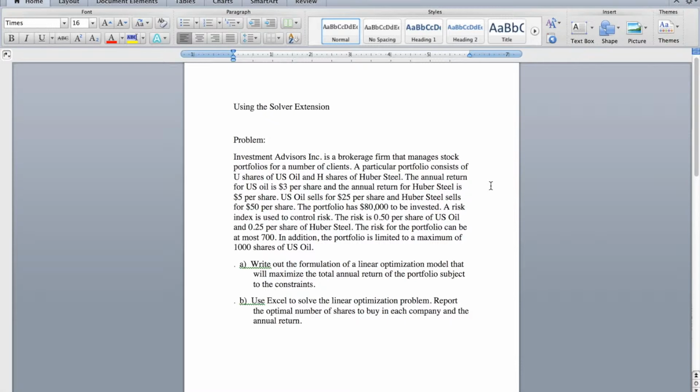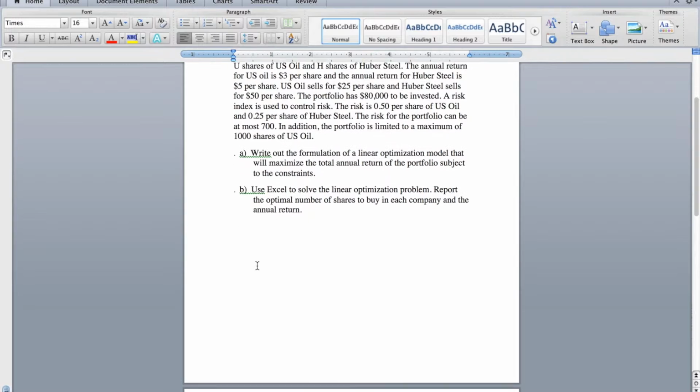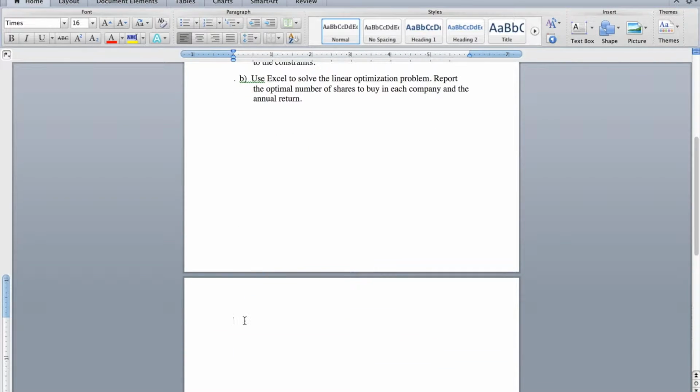Oil. So what we are going to do first is write out the formulation of a linear optimization model that will maximize the total annual return of the portfolio subject to the constraints. First, we're going to label what represents the number of shares for U.S. Oil and Hoover Steel. So let U be the number of shares of U.S. Oil, and let H be the number of shares of Hoover Steel.